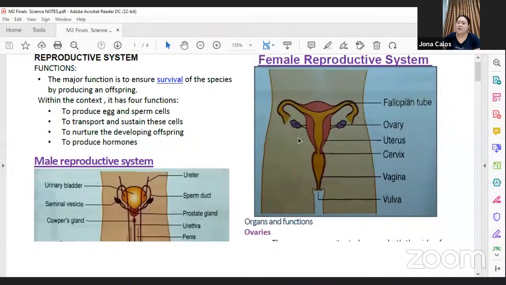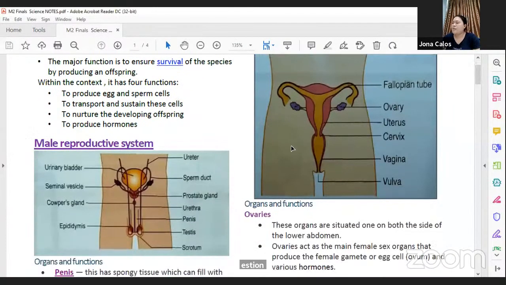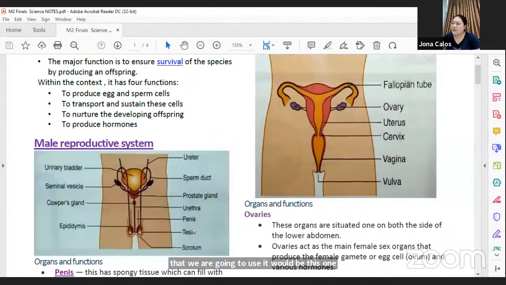So for you also to remember the parts, I have here already this one. For the parts that we are going to use, it would be the scrotum, testis, epididymis, penis, urethra. Not much of the other glands. Then no ureter, no urinary bladder. That's from the urinary system, so we're not going to use that one. So 1, 2, 3, 4, 5, 6.